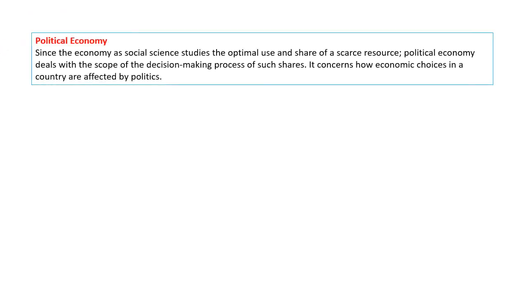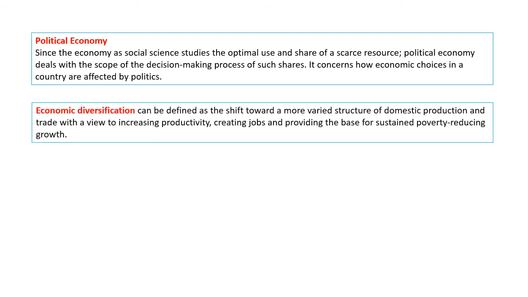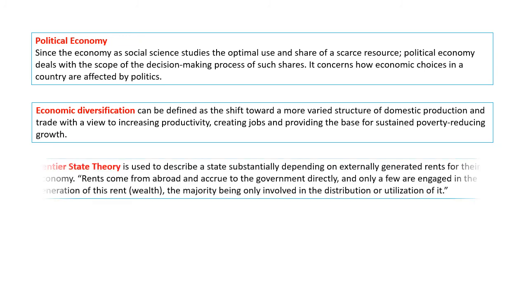Political economy. Since the economy as a social science studies the optimal use and share of a scarce resource, political economy deals with the scope of the decision-making process of such shares. It concerns how economic choices in a country are affected by politics. Economic diversification can be defined as the shift toward a more varied structure of domestic production and trade with a view to increasing productivity, creating jobs, and providing the base for sustained poverty-reducing growth.